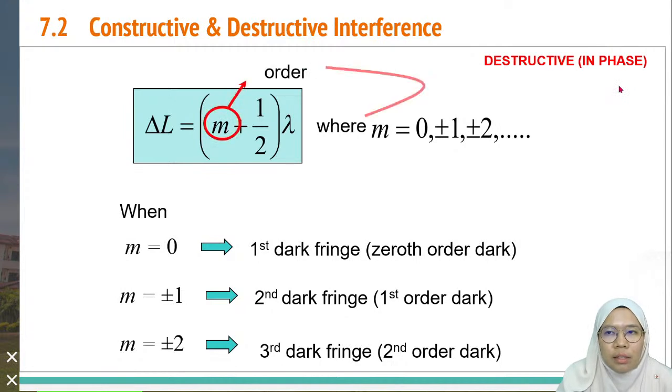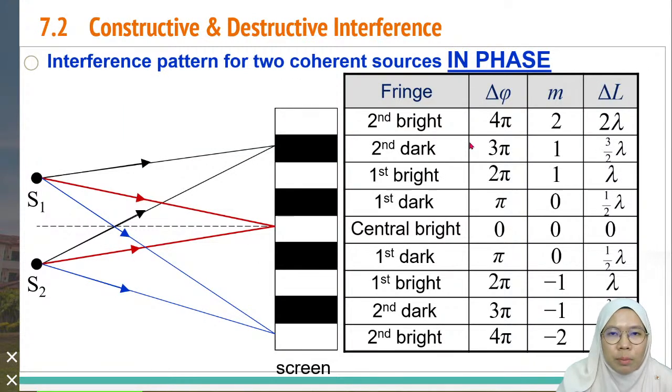Okay, next. Oh, sorry, we have a table over here. So you can see here the central bright is when the delta L is equal to 0. The first bright is when delta L is equal to lambda, and the second bright is 2 lambda. Then for the first dark, to get a dark region, delta L should be half lambda. So half lambda, 3 over 2 lambda, 5 over 2 lambda. So that will produce a dark region. Okay, so this is for in phase, when they start with the same cycle.